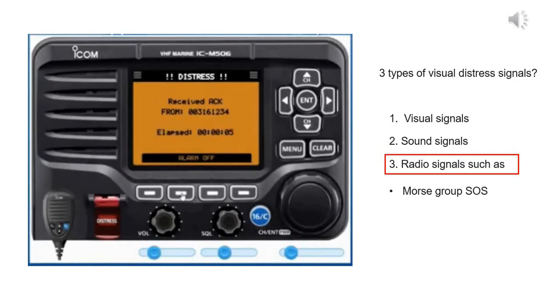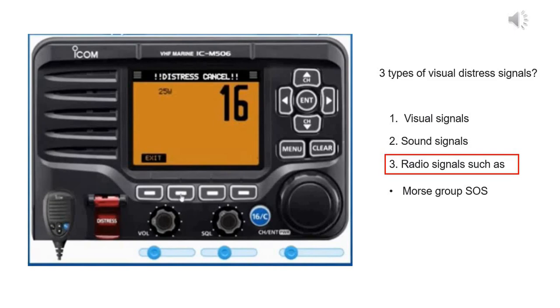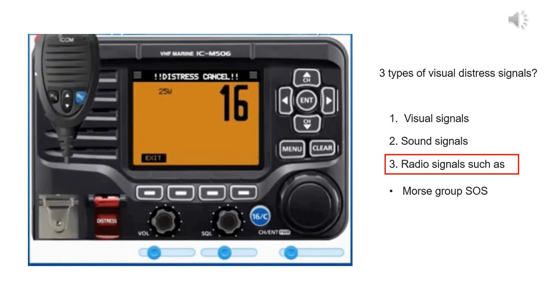After receiving the acknowledgement, push alarm off, then reply using the microphone. Since there is no voice communication on channel 70, and recognizing that not all vessels are equipped with DSC, once the distress call is issued on channel 70 by pressing the red distress button, you should issue a verbal mayday call. The M506 radio will automatically switch to channel 16 after using the distress button.